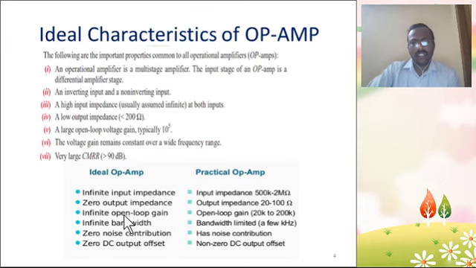Here, in ideal, infinite open loop gain. Here the open loop gain is 20k to 200k. Ideal has infinite bandwidth; in practical, the bandwidth is limited to a few kilohertz. Zero noise contribution versus non-zero noise contribution. Zero DC output offset versus non-zero DC output offset.